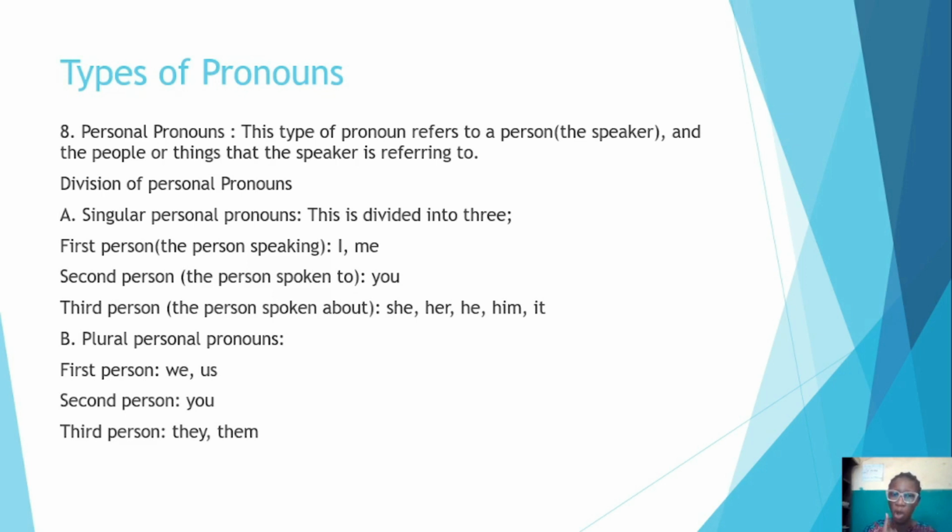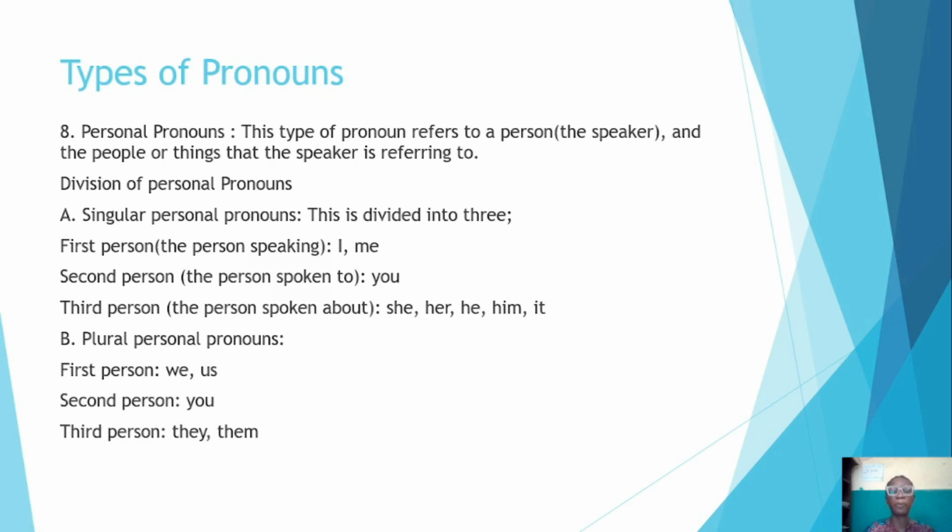So let's look at singular personal pronouns. They are also divided into three. We have the first person, the second person, and the third person. The first person refers to the person speaking, and here we have I, me. The second person refers to the person that is spoken to, you. And the third person refers to the person that is spoken about: she, her, he, him, it.